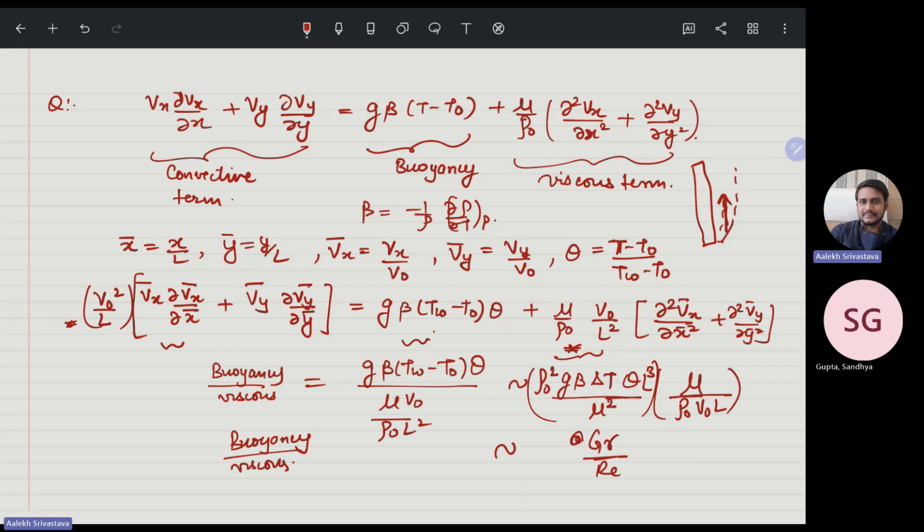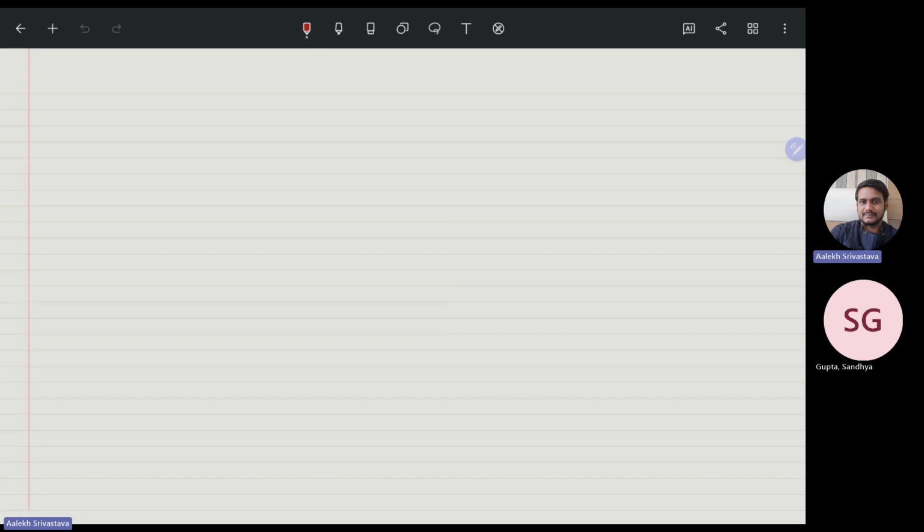So buoyancy divided by viscous is called the Grashof number by Reynolds number. If your Reynolds number is very high, or if this term is very high, the ratio is called the Richardson number, and it is Grashof number divided by Reynolds number.